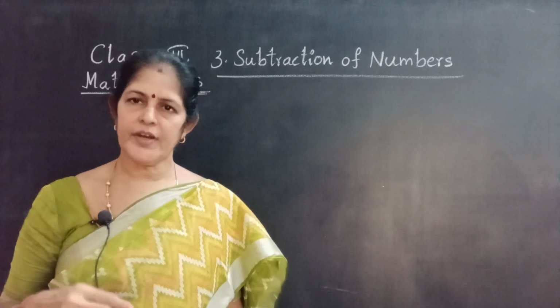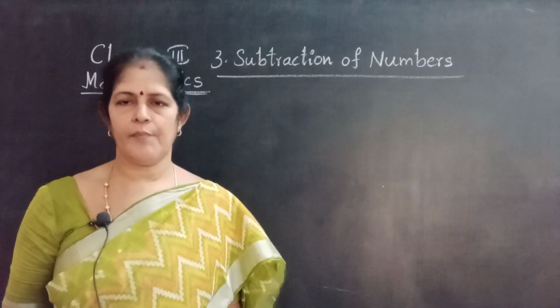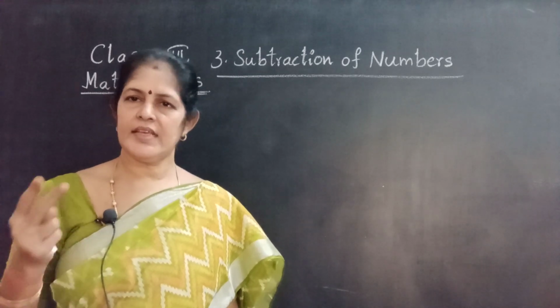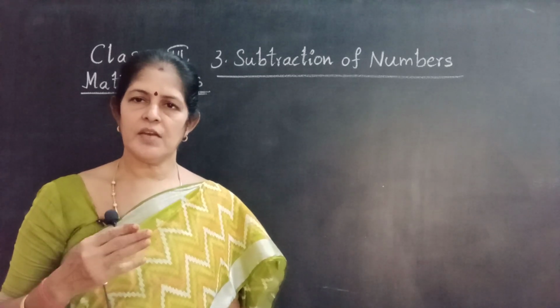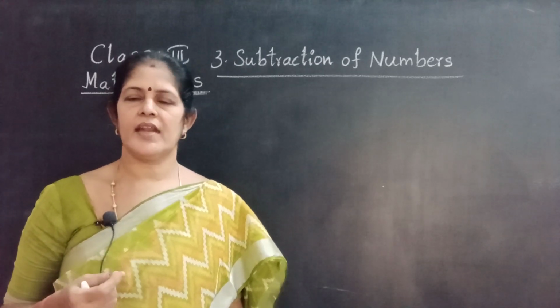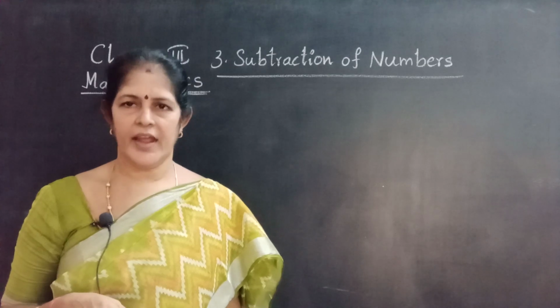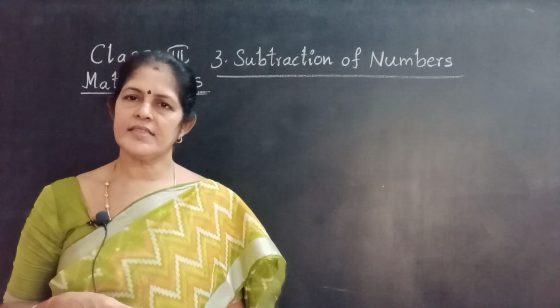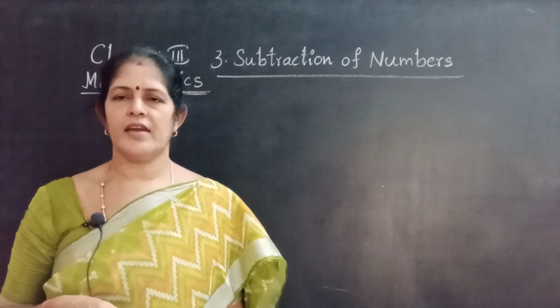We take away a 2-digit number from a 3-digit number. The 3-digit number is the big number, and the 2-digit number is the small number. Subtraction means big number minus small number. We get the answer. That answer is called difference. Minus is the symbol for subtraction.